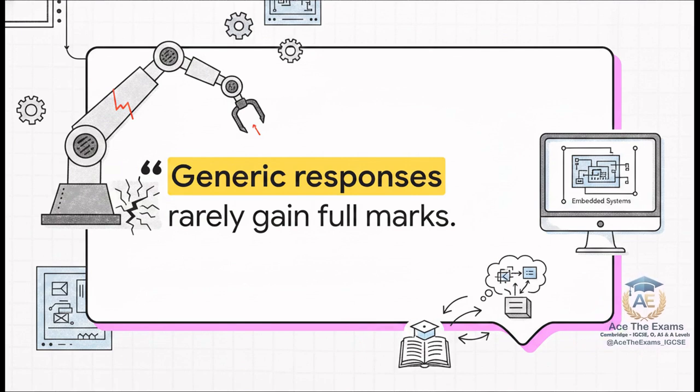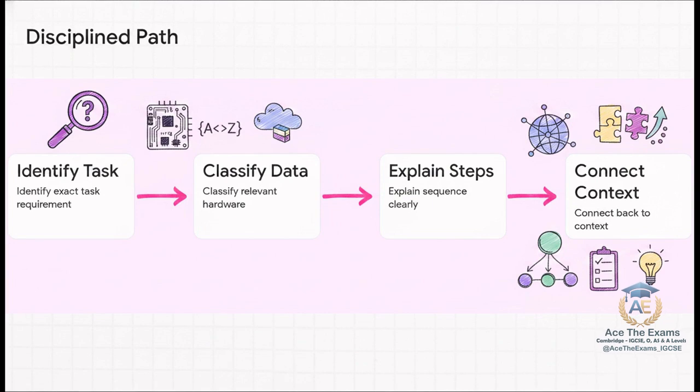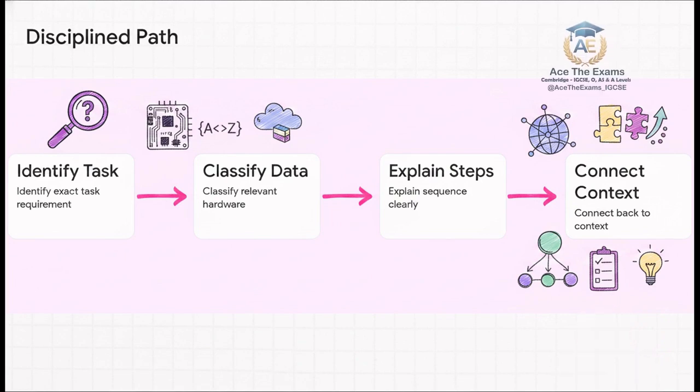To do this consistently, we use a super disciplined 4-step path. Step 1. Identify the requirement. Ask yourself, is this asking for a process explanation or is it logical reasoning? Step 2, classify the relevant element. Are we dealing with hardware or software here? Step 3, explain the process in a clear, logical sequence without skipping any steps. And finally, Step 4, connect the explanation back to the context. This sequence seamlessly moves you from basic recognition to deep understanding and finally to high-level application.